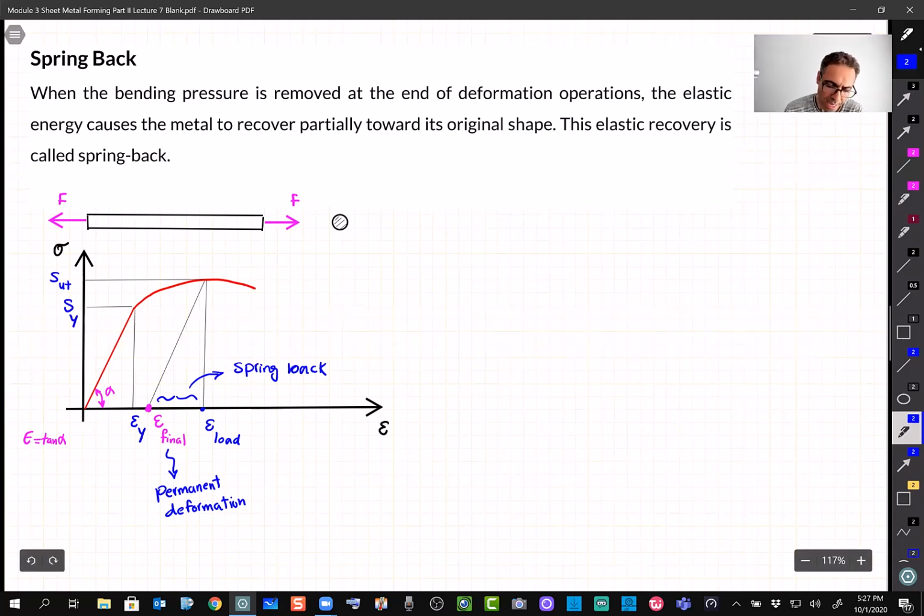Wouldn't it be epsilon load minus epsilon y? It's going to be epsilon load. So we can write down something like this. A spring back, let's call it delta epsilon. So delta epsilon is going to be epsilon load minus epsilon final, not epsilon y, right?